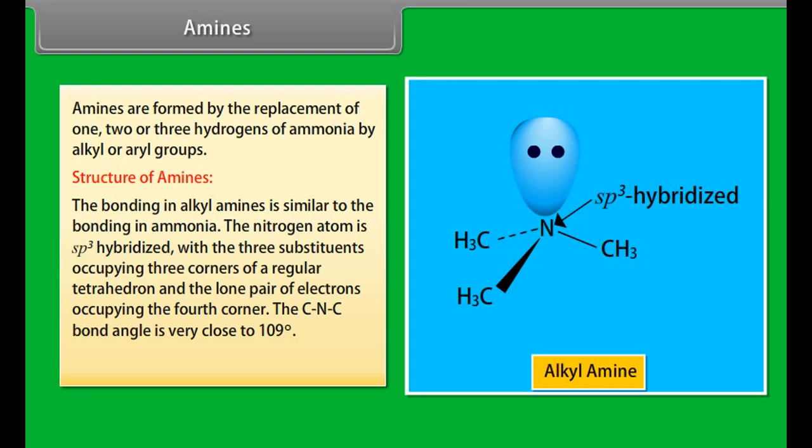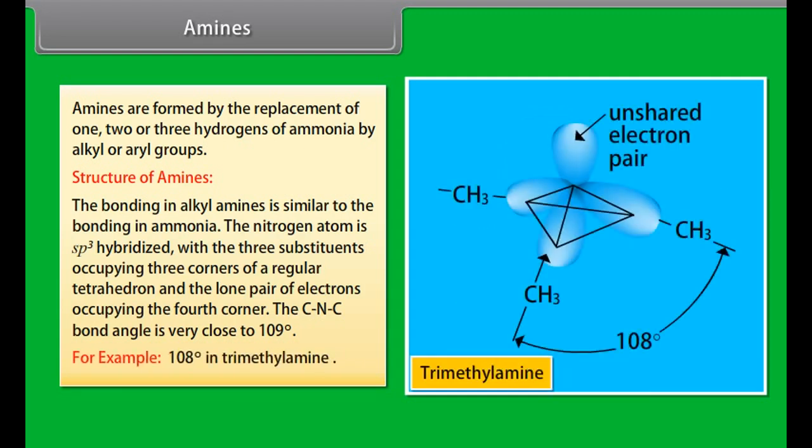The nitrogen atom is sp3 hybridized with the 3 substituents occupying 3 corners of a regular tetrahedron and the lone pair of electrons occupying the 4th corner. The C-N-C bond angle is very close to 109 degrees. For example, 108 degrees in trimethylamine.